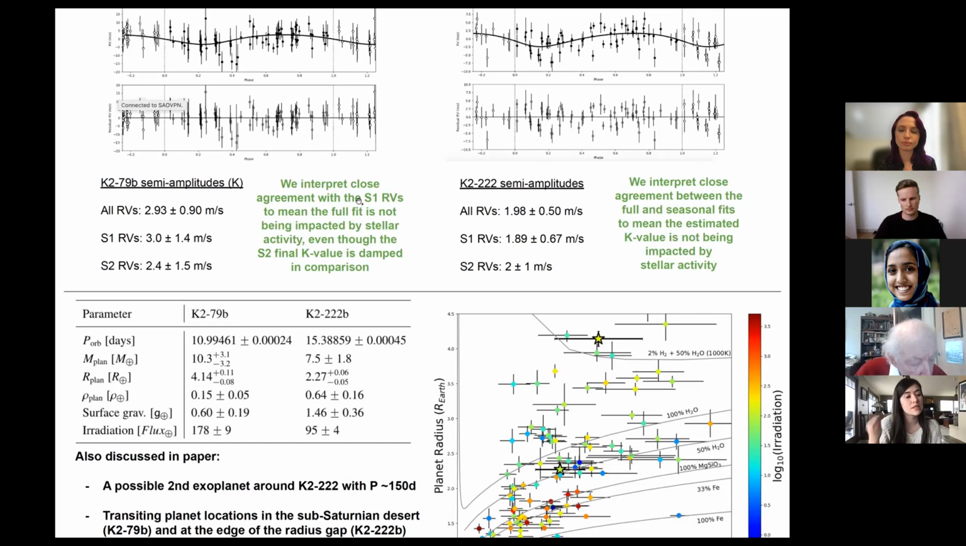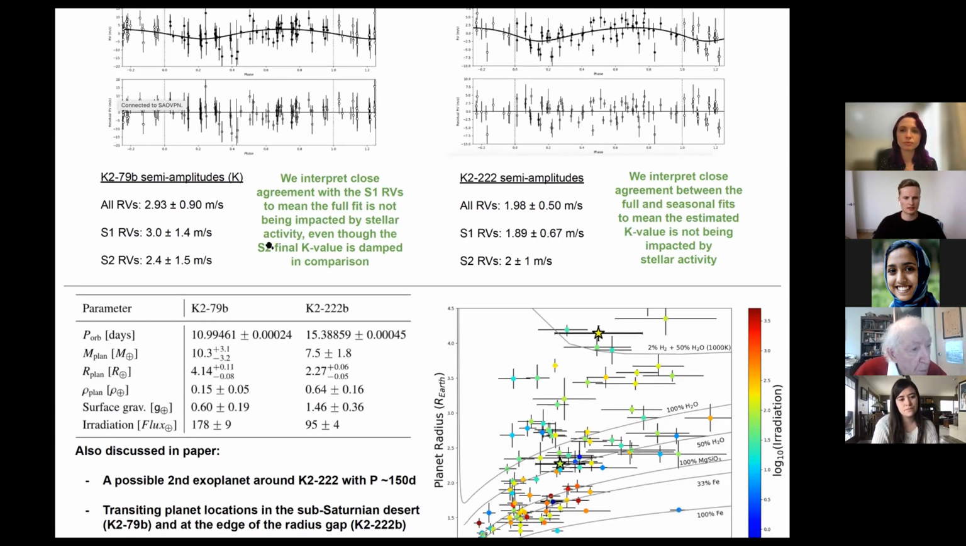So what I would say is that this is the best that we can do for now with a data set of this quality. But especially in the case of K2-222, where this may be a more interesting target overall because of where it's sitting in mass radius space, and also with the potential second planet, I really do think it'd be great to go back and do a very optimized strategy for observing this target. Yeah, that's interesting. Thanks. You bet.